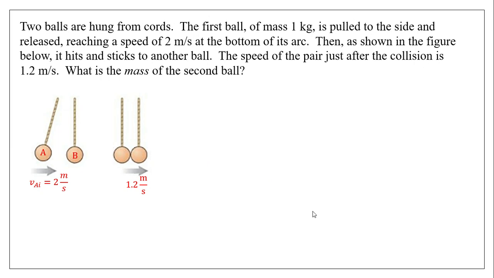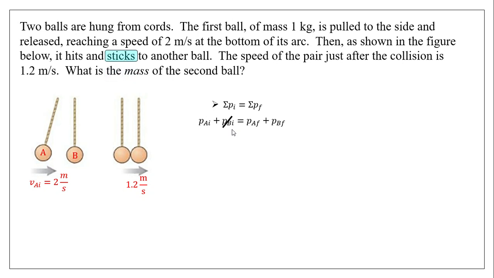Because this is a collision problem, you want to set up conservation of linear momentum. The net momentum initially equals the net momentum in the final reference frame. There are two objects initially, so I have PAI plus PBI equals PAF plus PBF. But ball B is initially at rest, just hanging until it got hit, so I'm going to cross that term out. The momentum of ball B initially does not exist because it's not moving.